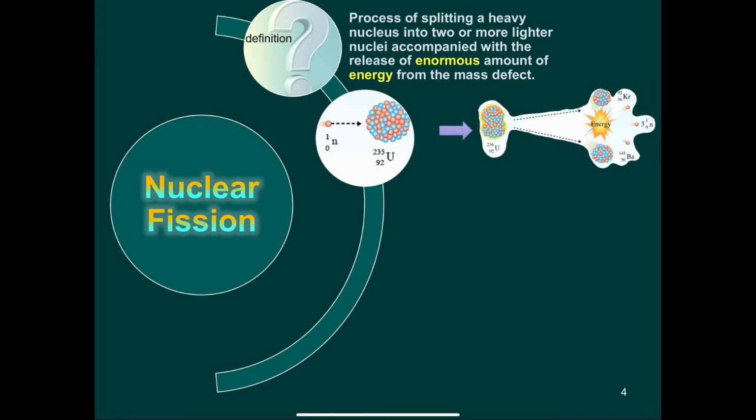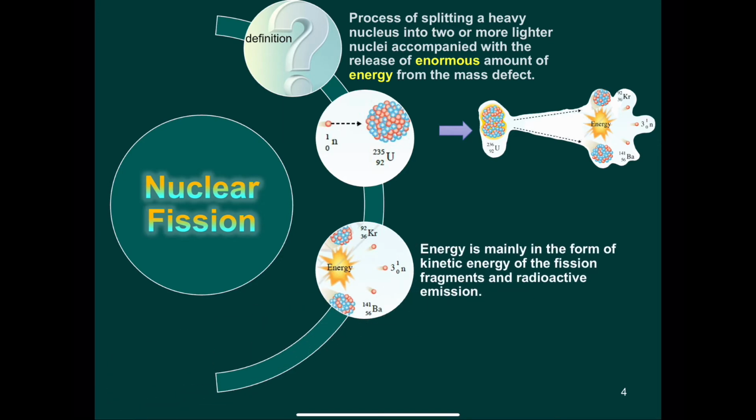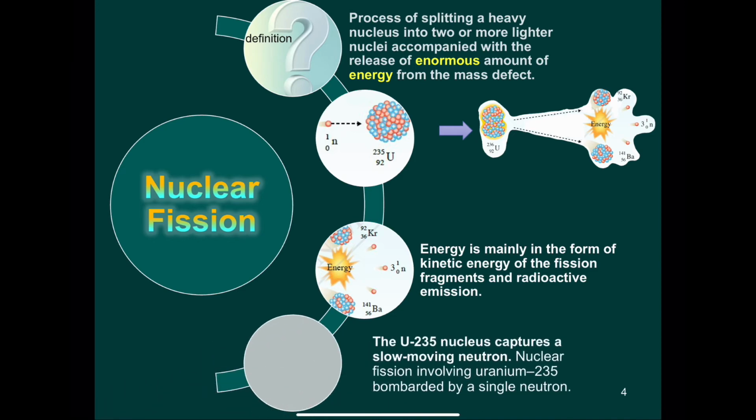A neutron hits a heavy nucleus, and then the heavy nucleus splits up and that produces energy and other neutrons. Energy is mainly in the form of kinetic energy of the fission fragments and radioactive emission.